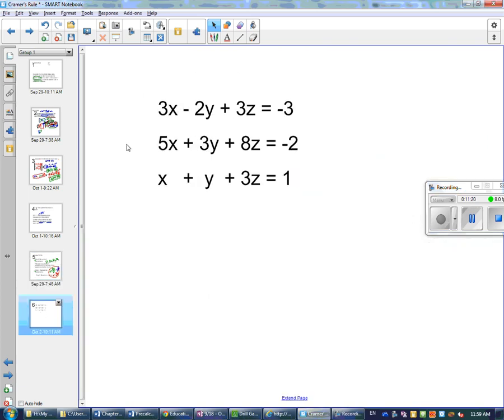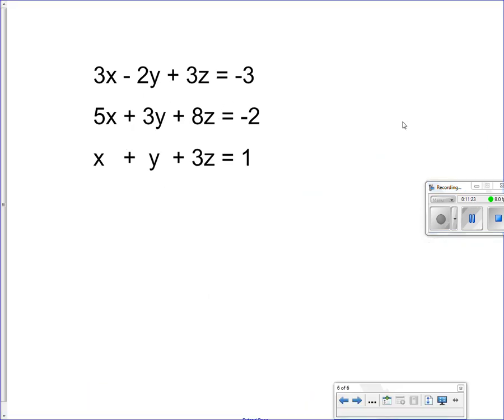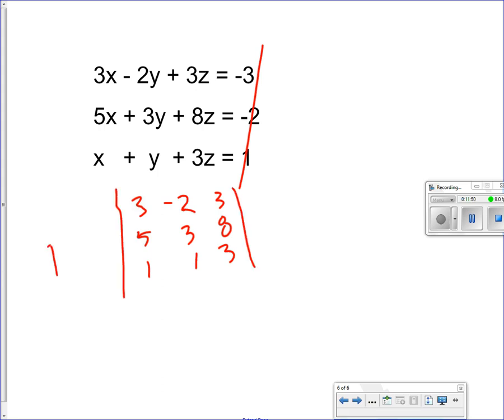Okay, so we have this system here. So we're going to start by finding the determinant of the coefficient matrix. So we're not even going to use those numbers over there. We have 3, -2, 3, 5, 3, 8, and 1, 1, 3. Okay, so this will give us D, the regular matrix. So we need our determinant.